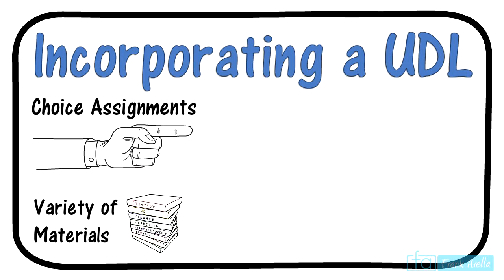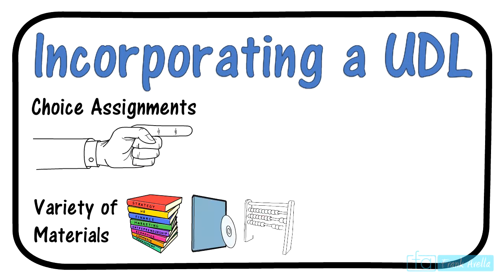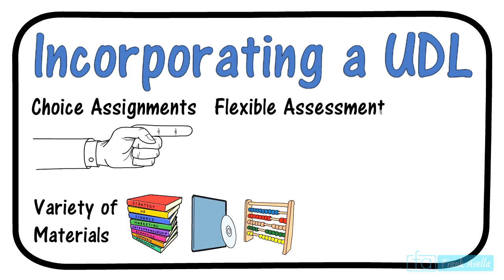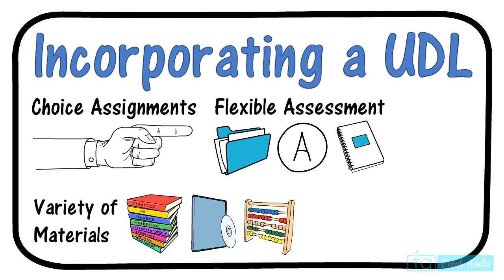For this reason, it's important to get department chairs and school principals on board to help secure supplies. Flexible assessment is another key component of UDL implementation. This goes back to building on student strengths and designing assessments based off of those strengths.